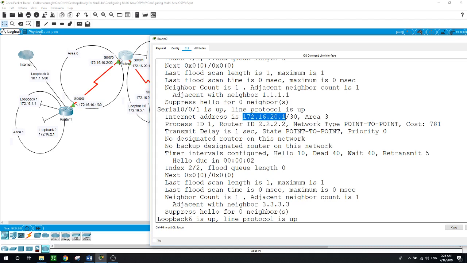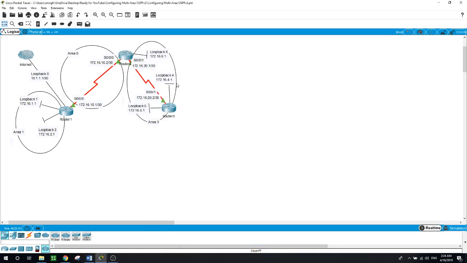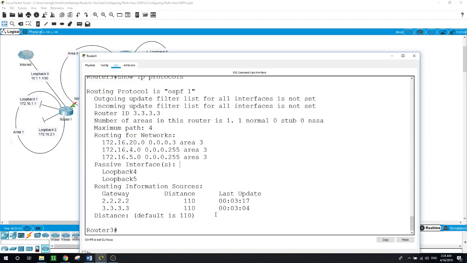for this interface facing router 3 is 20.1, in area 3, and the cost is 781. And the loopback is up, and this is for loopback 6. It's loopback 6 in area 3, and the cost is 1. On router 3, we have 2 loopbacks. The cost will also be 1.